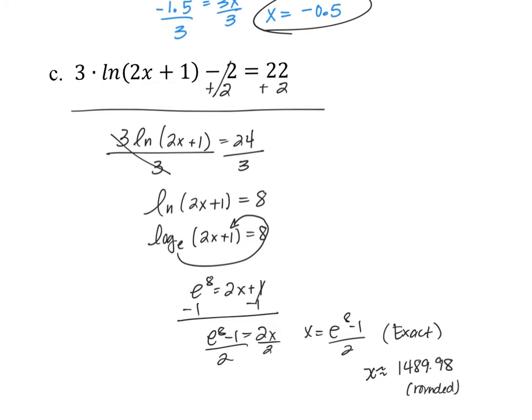Okay, so now when you check this, we've got 3 ln of 2 times 1,489.98. Sorry, I got distracted, so I don't know where I'm at. But anyway, then plus 1 equals 24. So when you put all this into your calculator, you do get that 24 equals, or sorry, not 24, 22. That's awkward. Let me erase this real quick.